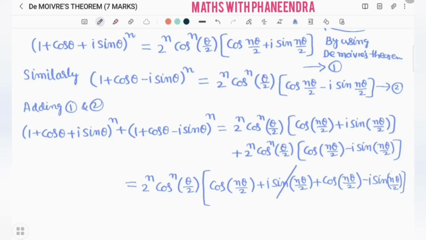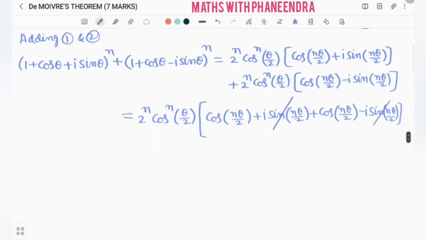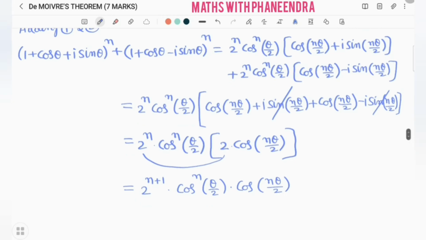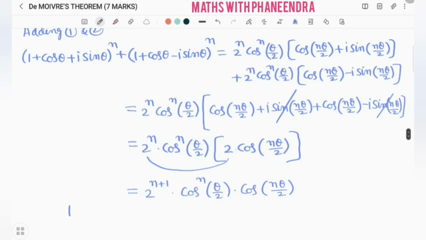So plus i sin(n theta/2) minus i sin(n theta/2) cancel. We will get 2^n into cos^n (theta/2). Cos(n theta/2) plus cos(n theta/2), 2 times cos(n theta/2). Again, bases are equal, power should be added. 2^(n+1) into cos^n (theta/2) into cos(n theta/2). This is required RHS. Hence proved.